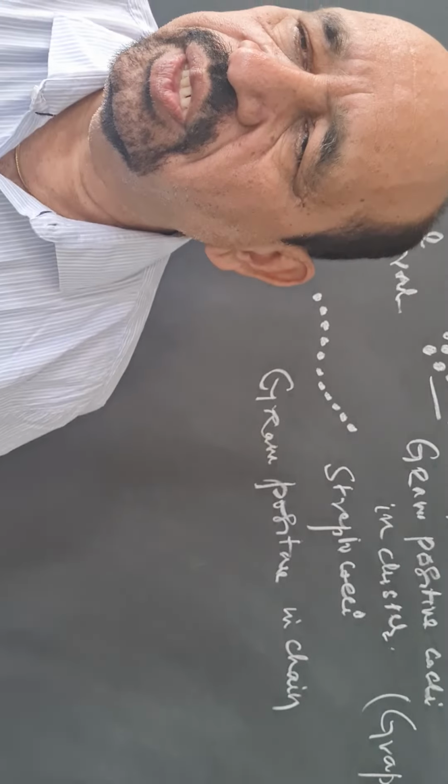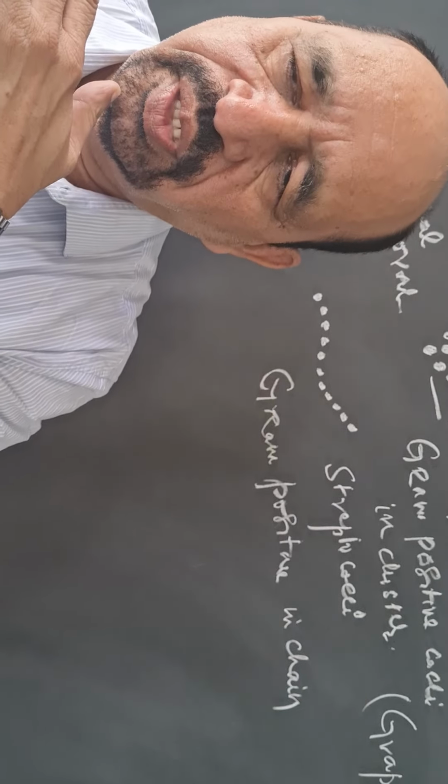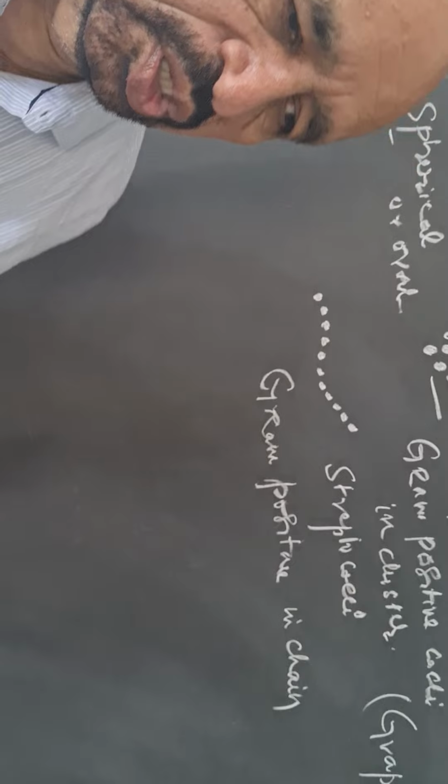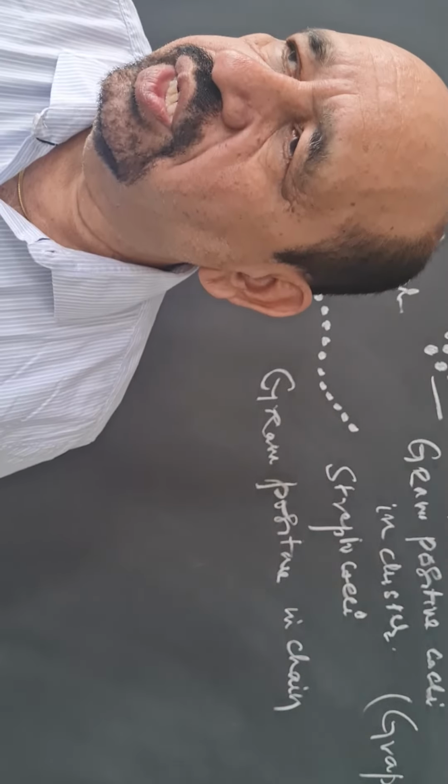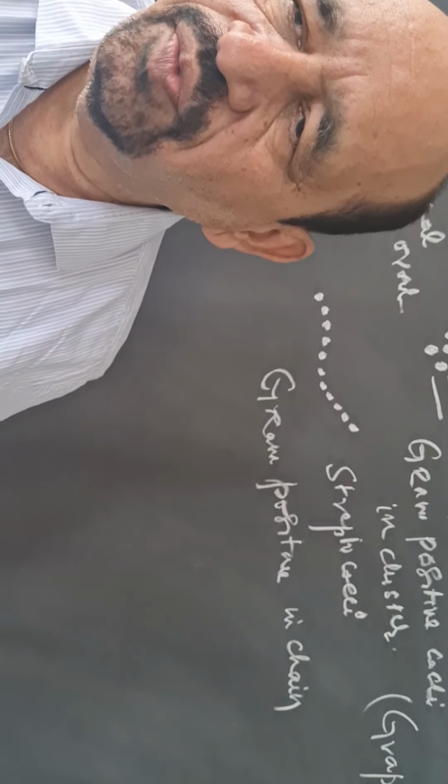Why are they arranged in clusters? Because they divide in all planes. Daughter cells fail to separate out from mother cells. That's why they are arranged in clusters. They look like a bunch of grapes.